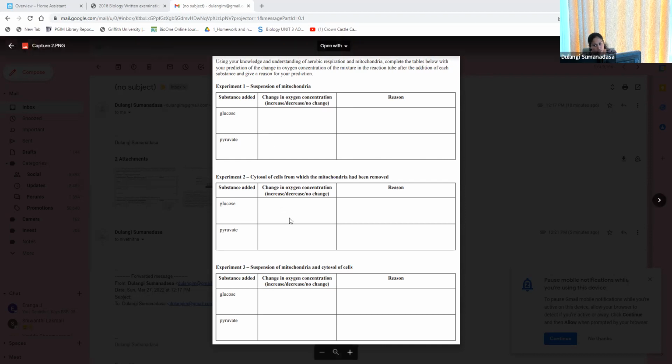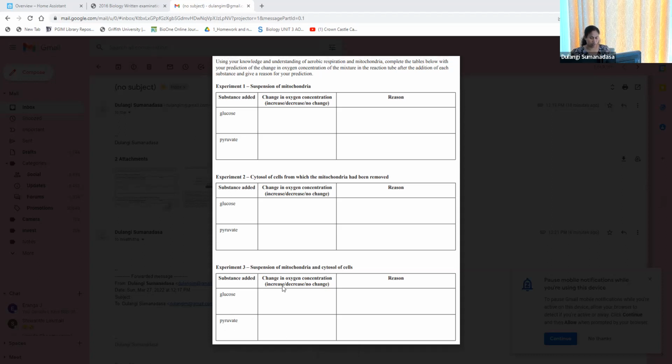Those who finish this one, can you think about the last one now? That's the most complex one. I want you to think about the glucose. So the last one, let's do the pyruvate first. I'm taking the pyruvate first.